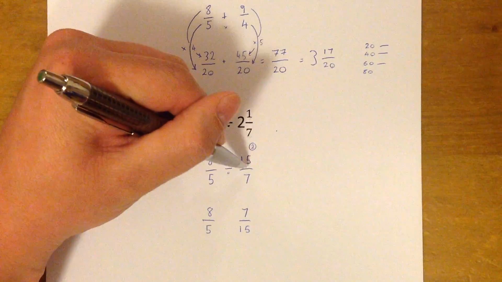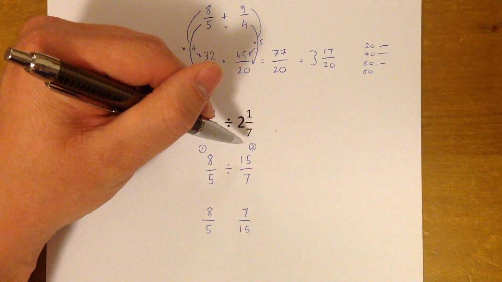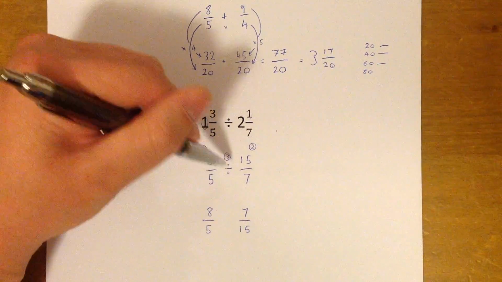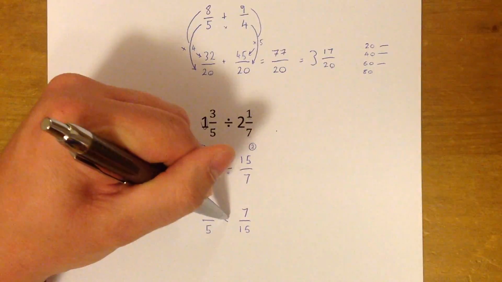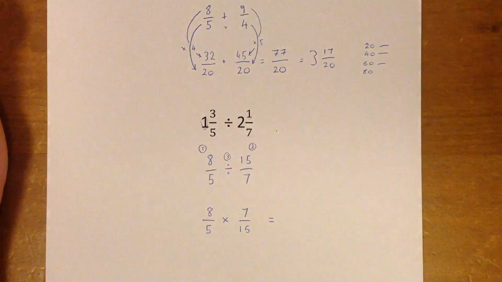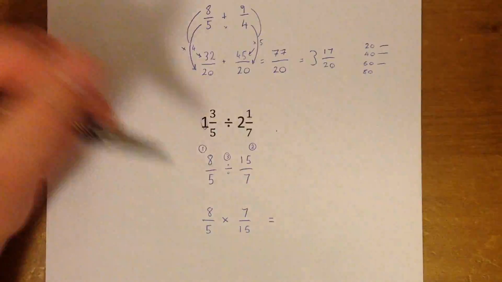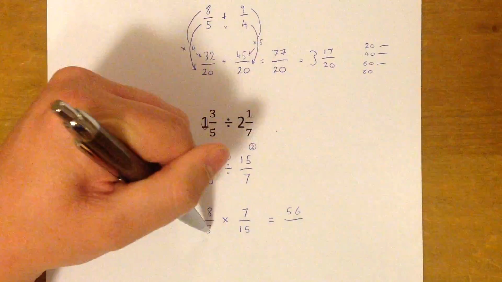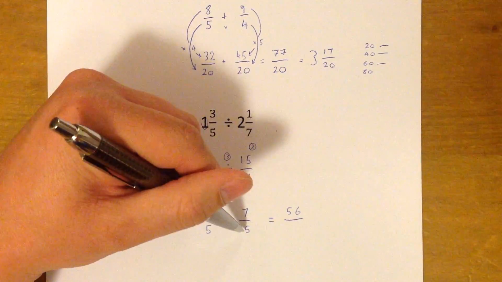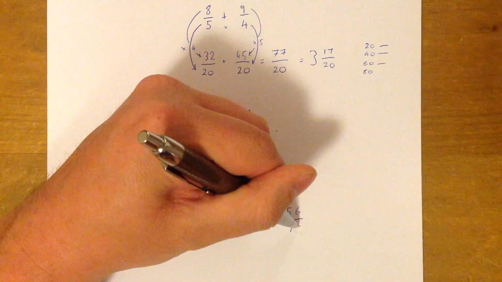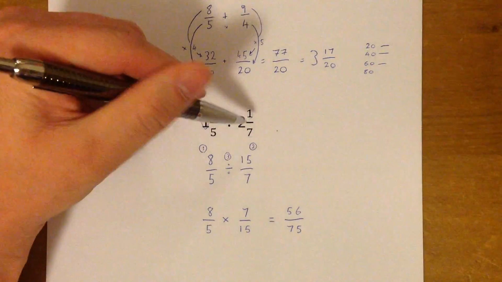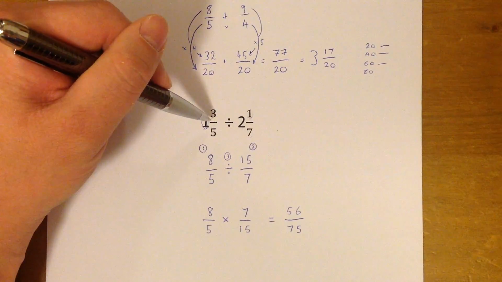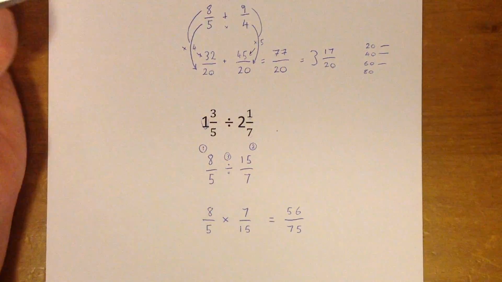And then because we've flipped this, because we've changed it into its reciprocal, we also, step 3, change the operation. We do the inverse of divide, which is multiply, and then we follow the steps for multiplying fractions, which are really simple. Multiply the numerators, so 8 times 7, and multiply the denominators, so 5 times 15, and there we have our final answer. So how many 2 1/7 fit into 1 3/5? Well, not even a whole one, 56 out of 75.